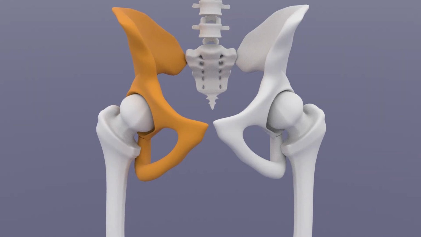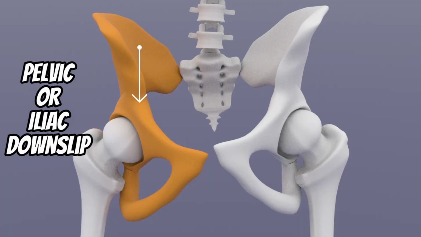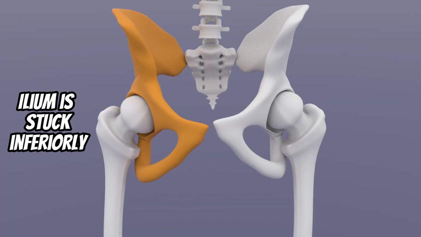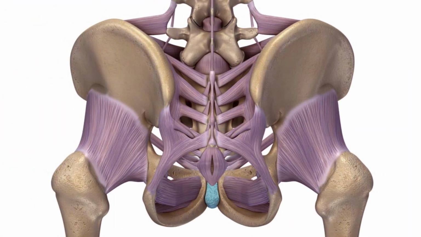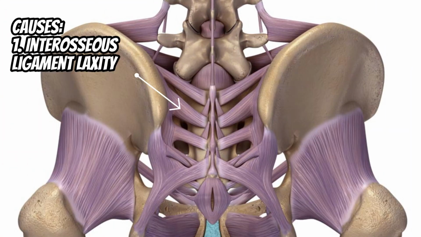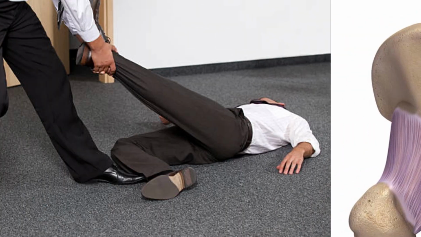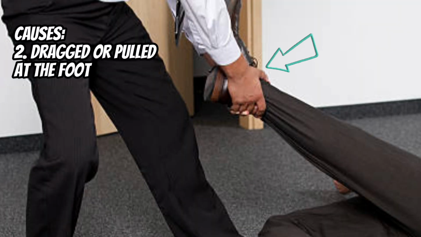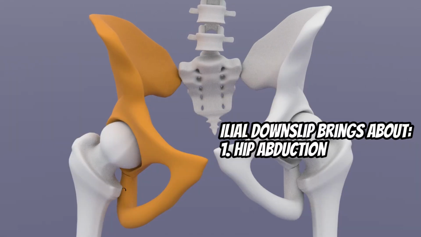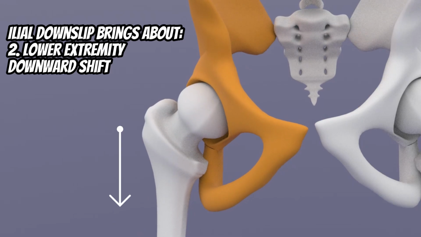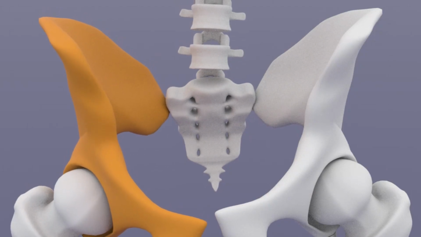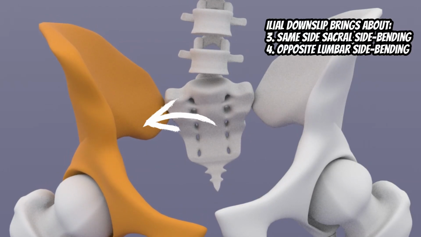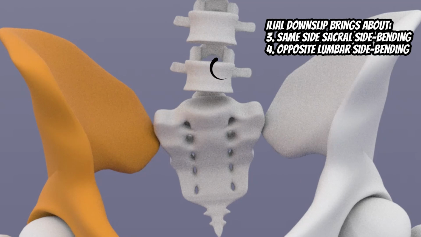Pelvic or iliac downslip, or iliac inferior shear, is when the ilium gets stuck deviated inferiorly. The cause of this can be interosseous ligamentous laxity while being pulled or dragged by the foot, resulting in the iliac downslip along with hip abduction and lower extremity inferior shift. There's also ipsilateral, or same side, sacral bending but contralateral lumbar side bending.